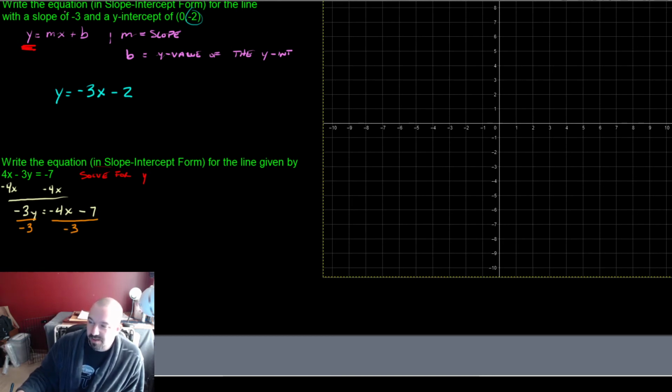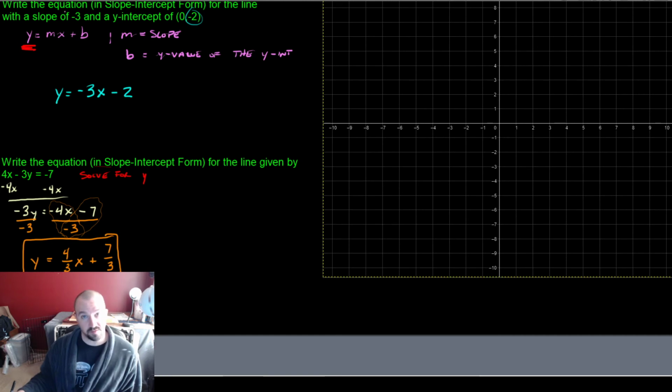-3 divided by -3 on the left gives us a 1. 1y is just y. Here, you need to split these up. It's effectively distributing division. You have to be very careful when you do this, because you can't always distribute division. But -4 divided by -3 gives us 4/3, and then the x comes along for the ride. -7 over -3 gives us a positive 7/3. And that is it. I didn't say it would be easy, I just said it was doable.